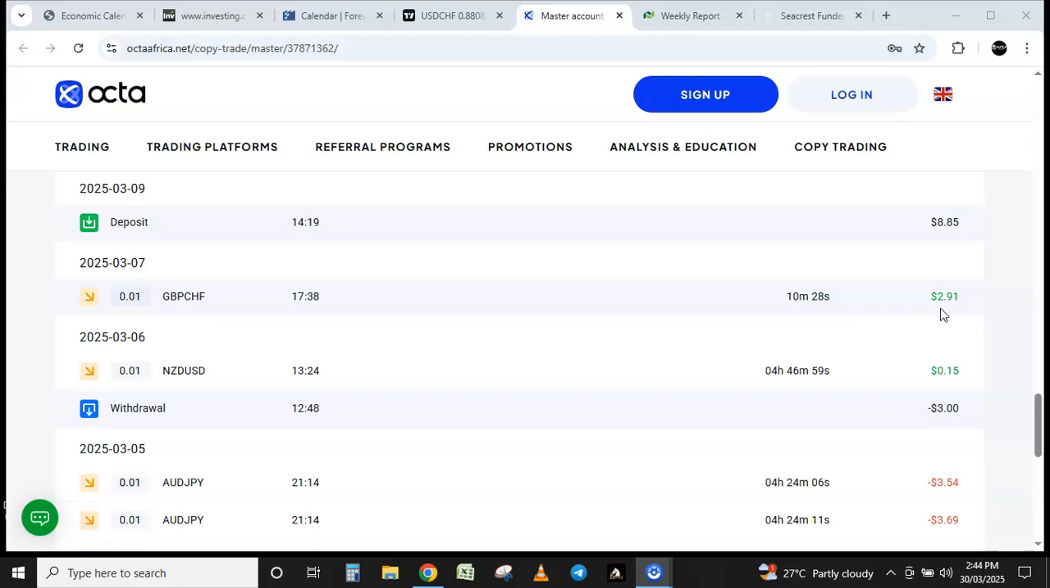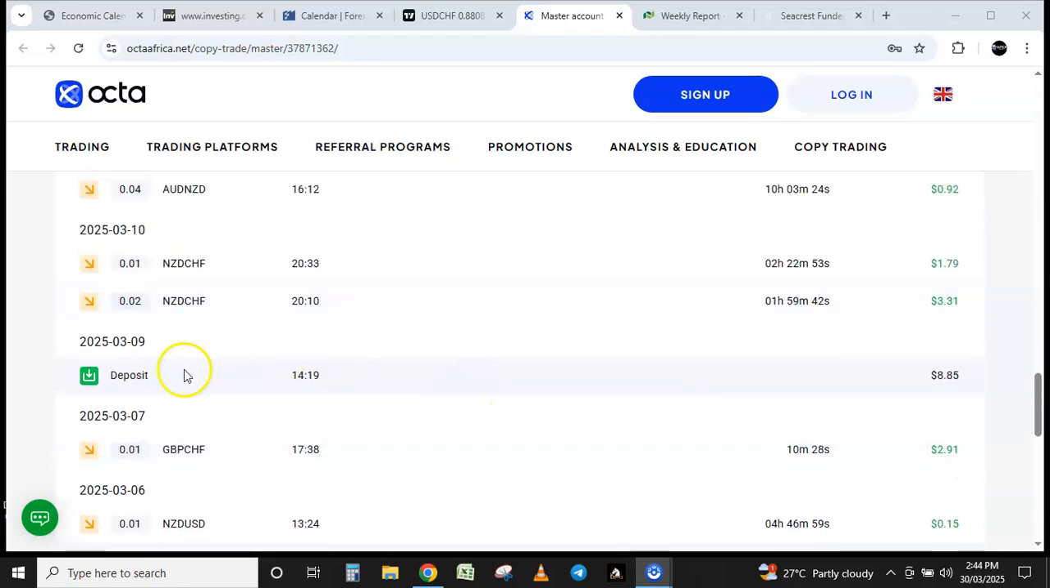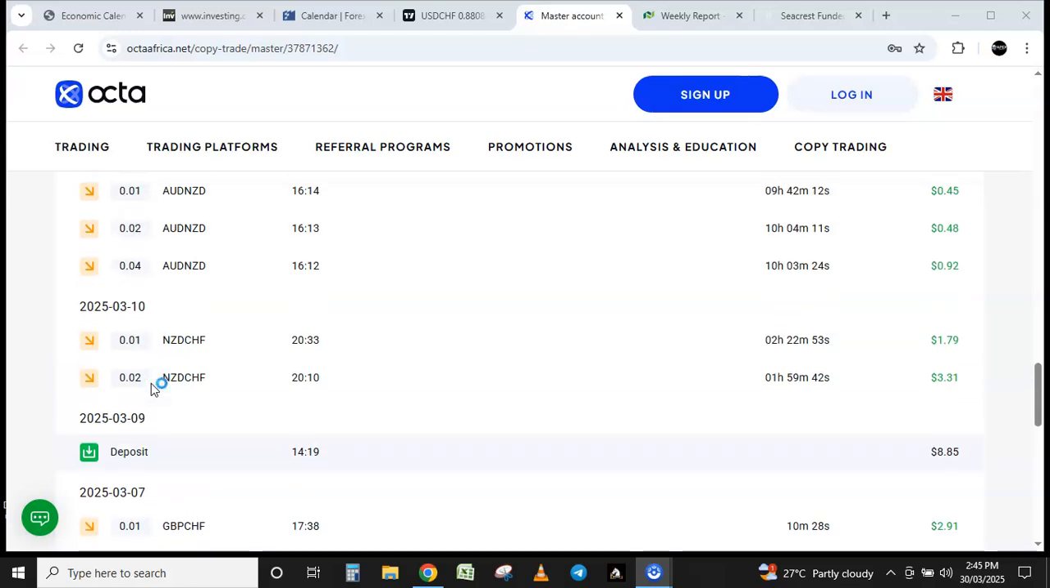So we now went on to the next week. All these deposits you are seeing are us trying to balance the account size in such a way that when you are copying, you will not have a problem. That is what we are trying to do with those figures. So it doesn't really concern you with the trade.